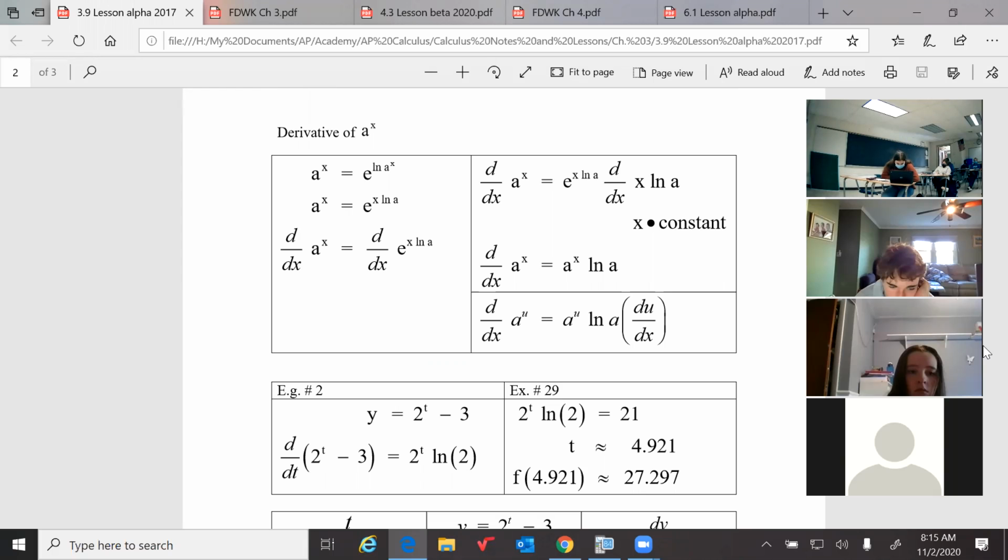e raised to the ln of a to the x. Why? Because e and ln are inverse functions. They work against each other. So if you raise e to the ln of a to the x, it is going to be equal to just a to the x. Does that make sense?